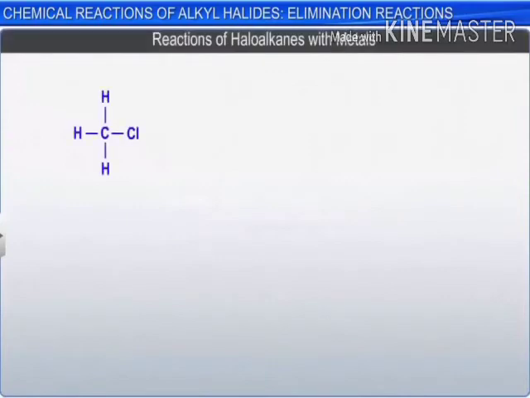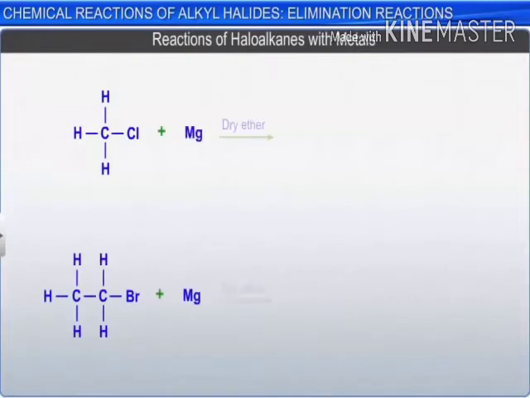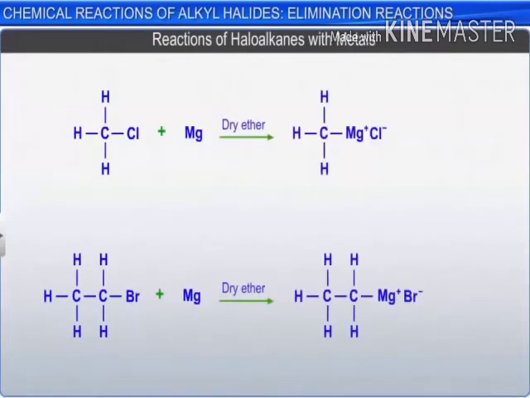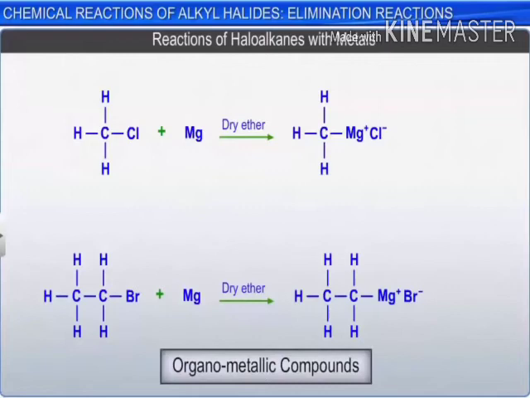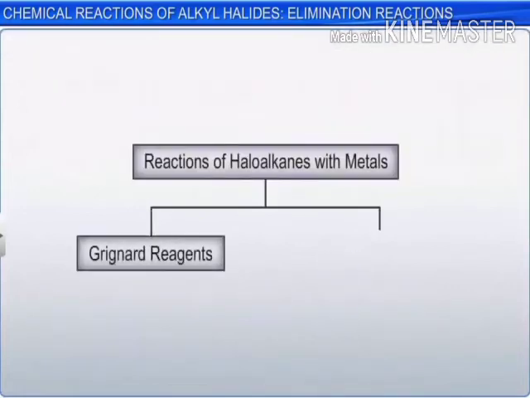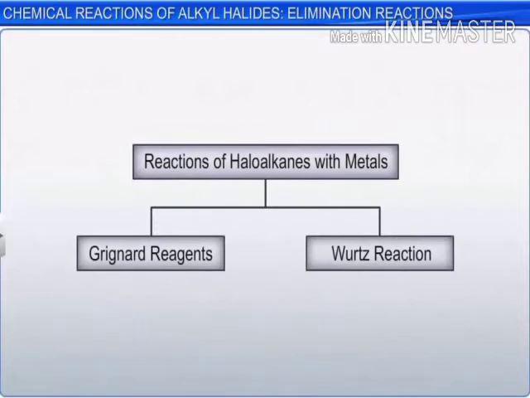Most organic chlorides, bromides, and iodides will react with certain metals to form compounds containing carbon-metal bonds. Such compounds are called organometallic compounds. We will discuss two classes of reactions of alkyl halides with metals.